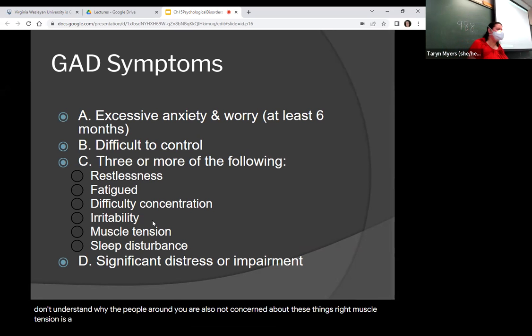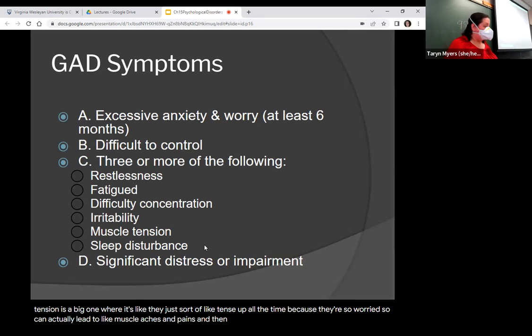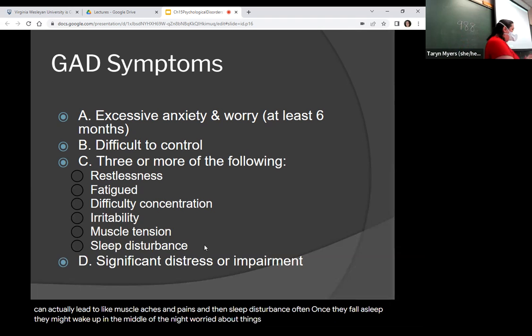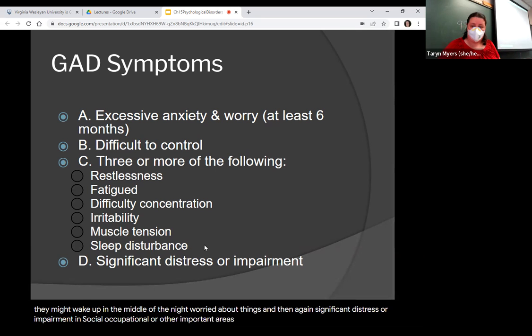Muscle tension is a big one, where they just tense up all the time because they're so worried. So it can actually lead to muscle aches and pains. And then sleep disturbance. Often they have a hard time falling asleep. Once they fall asleep, they might wake up in the middle of the night worried about things. And then again, significant distress or impairment in social, occupational, or other important areas of functioning.